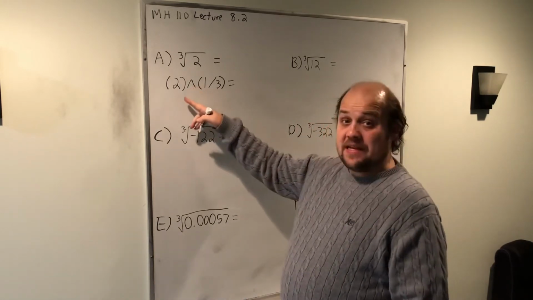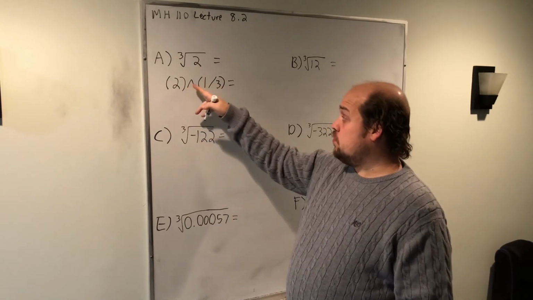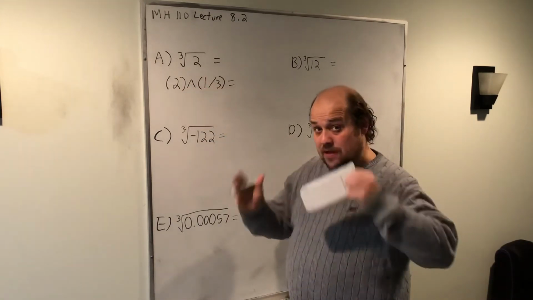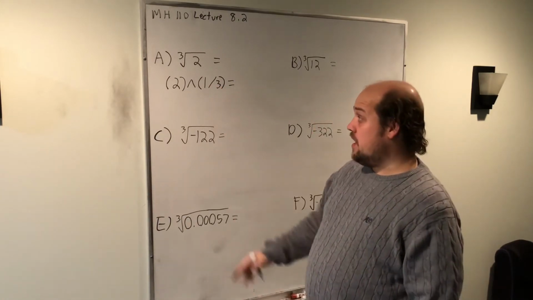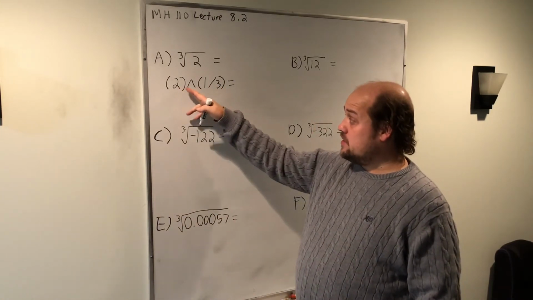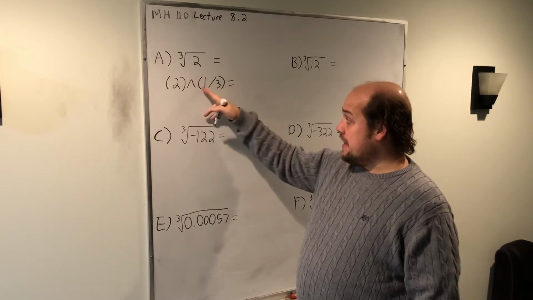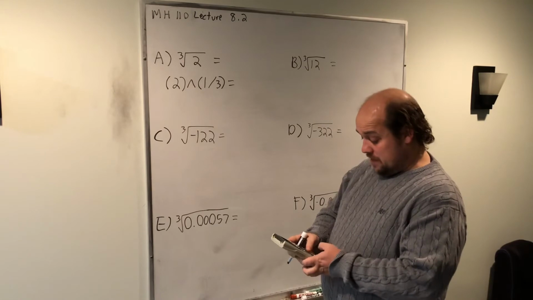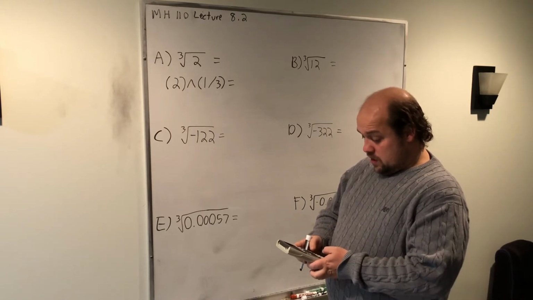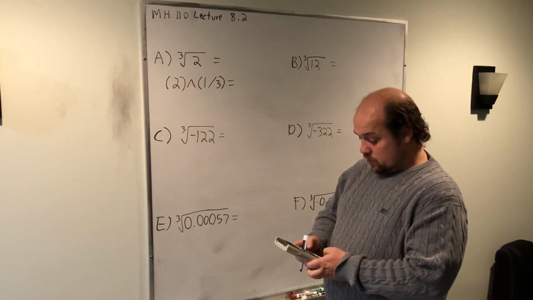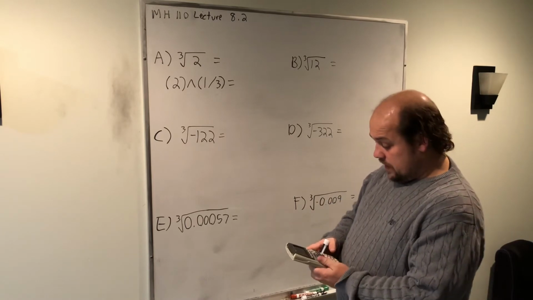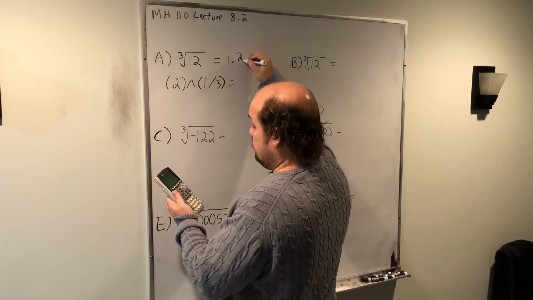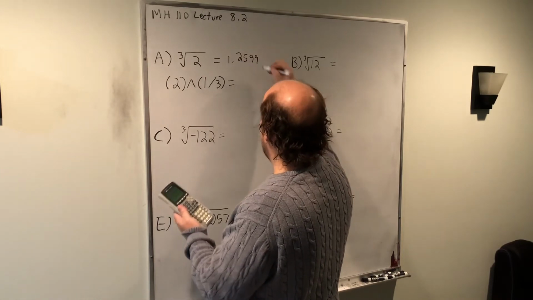This arrow up means to the power of, so it's 2 to the power of 1 divided by 3. That 1 divided by 3 has to be in parentheses. Otherwise, your calculator is going to read it as 2 to the power of 1, get that answer, and then divide the result by 3. If I put it in the proper way into my calculator, as 2 to the power of parentheses 1 divided by 3, when I do that, my calculator tells me an answer of 1.2599.